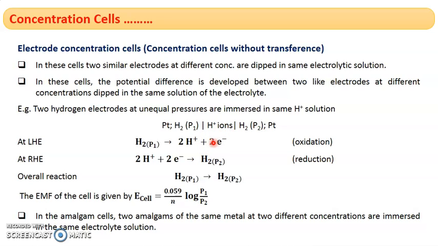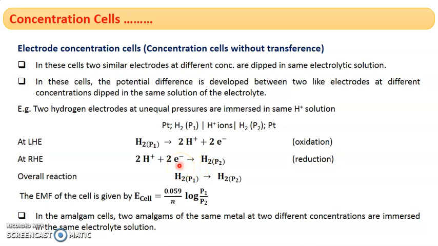Okay, so oxidation reaction occurs at the left hand side electrode. Next, another reaction occurs at the right hand side electrode, that is reduction reaction, at the hydrogen electrode at the P2 pressure, that is dipped in electrolytic solution having H plus ions. It will consume the H plus ions.